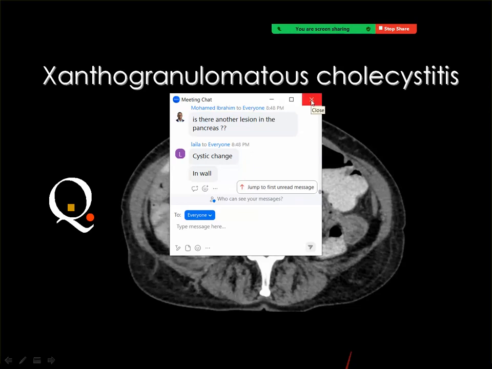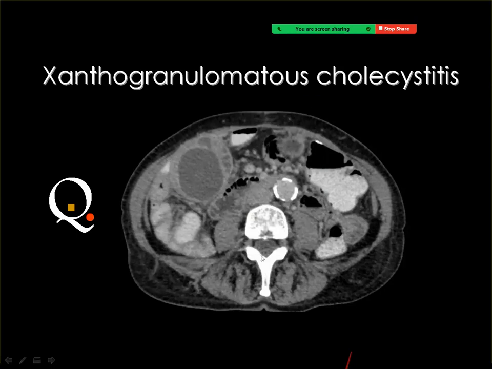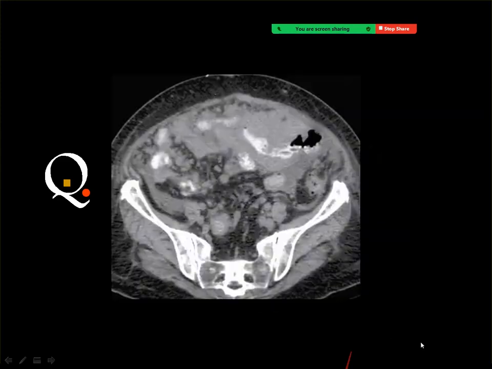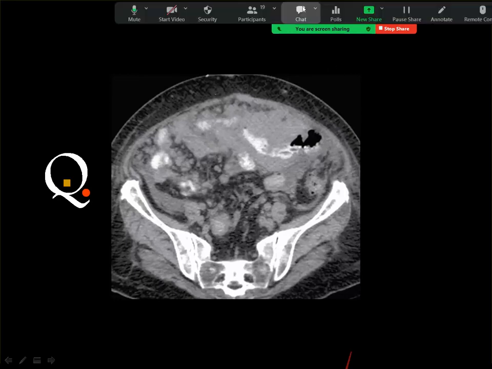Is there another lesion in the pancreas? And you can look. Where is the pancreas? The pancreas is not included in this section, and this is a small bowel. And this part of the colon, of course, filled by gastrografin. These are the mesenteric vessels which appear prominent. Next case is a scan obtained after intravenous and oral contrast administration.